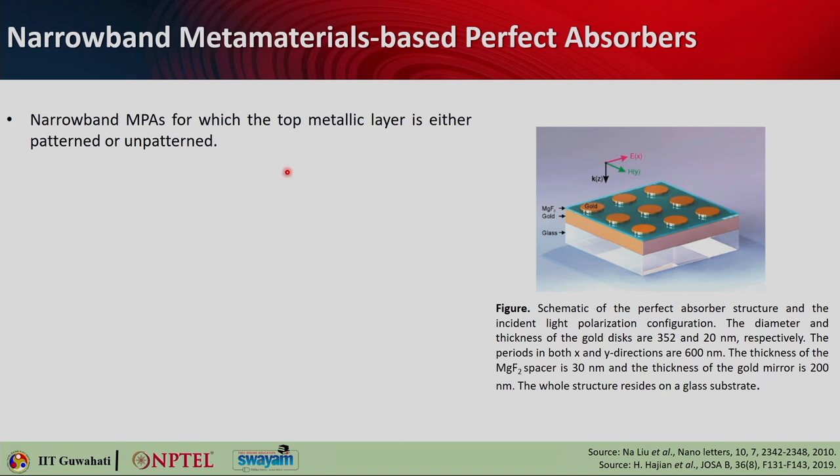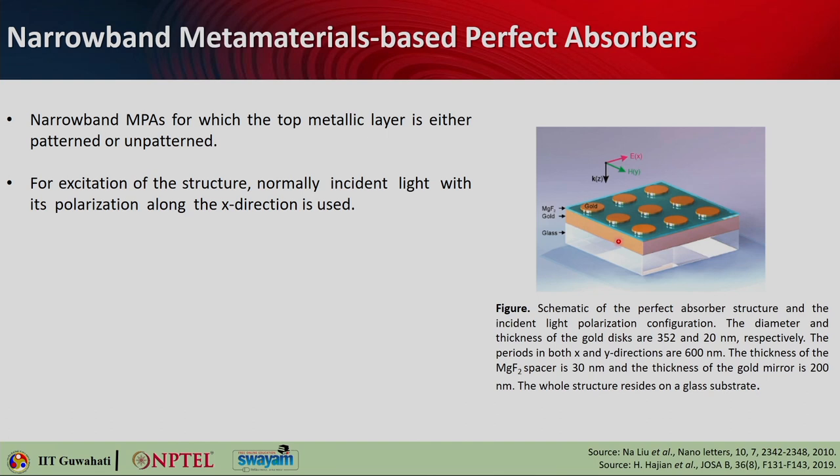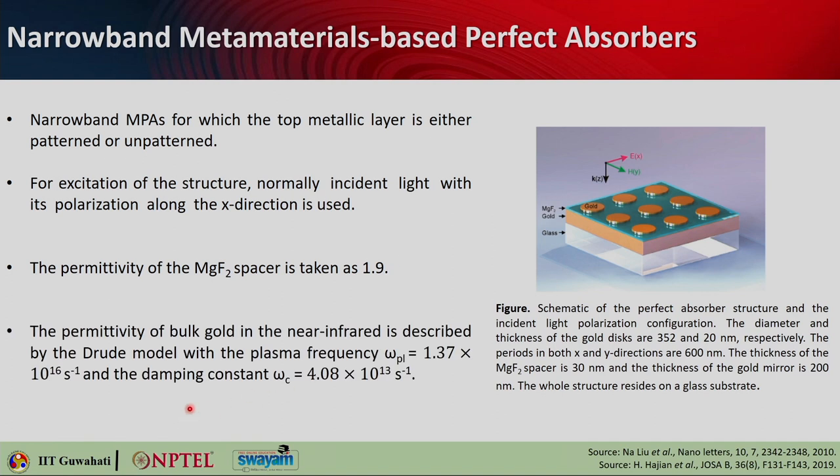Now you can make narrowband MPAs, metamaterial perfect absorbers, for which the top metallic layer is either patterned or unpatterned. Here we are taking a patterned metallic layer. In this case, you are using normally incident light with X polarization. However, X and Y polarization hardly make any difference here because the structure is symmetric along X and Y. The permittivity of magnesium fluoride is 1.9, and these are the parameters that describe the bulk gold permittivity in the near infrared wavelength range. You can use the Drude model with a plasma frequency of 1.37 times 10 to the power 16 hertz, and the damping constant is this one.